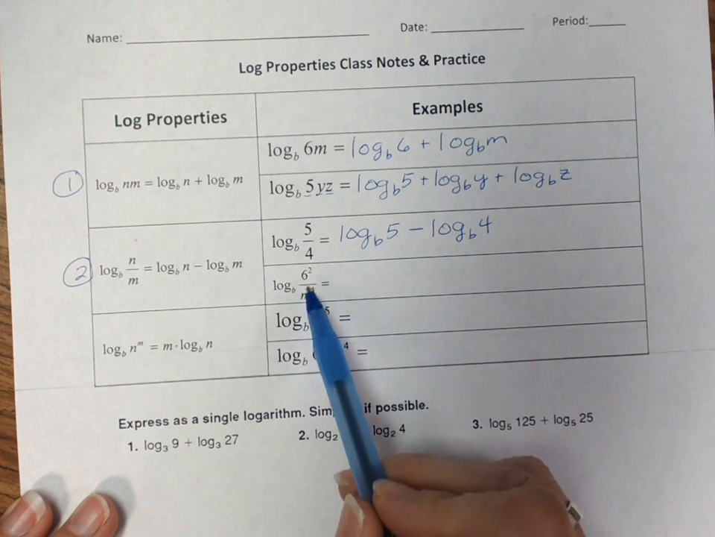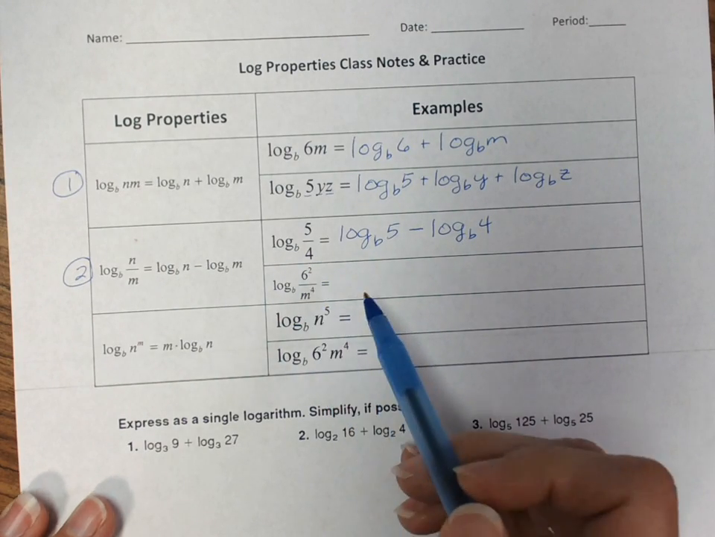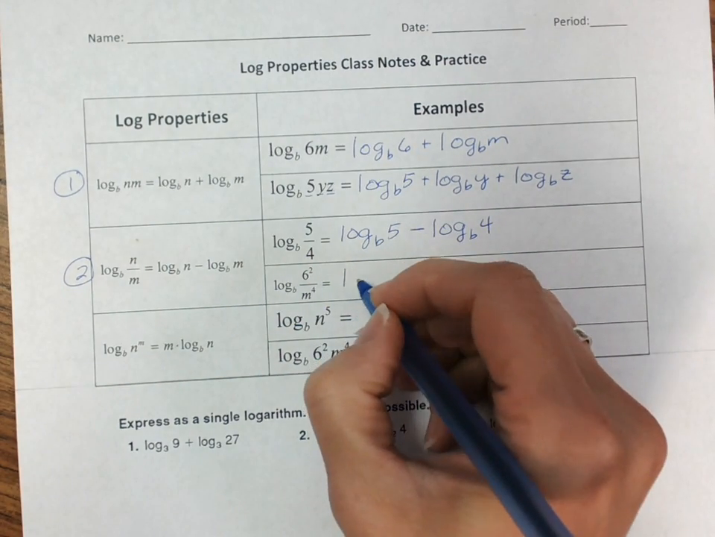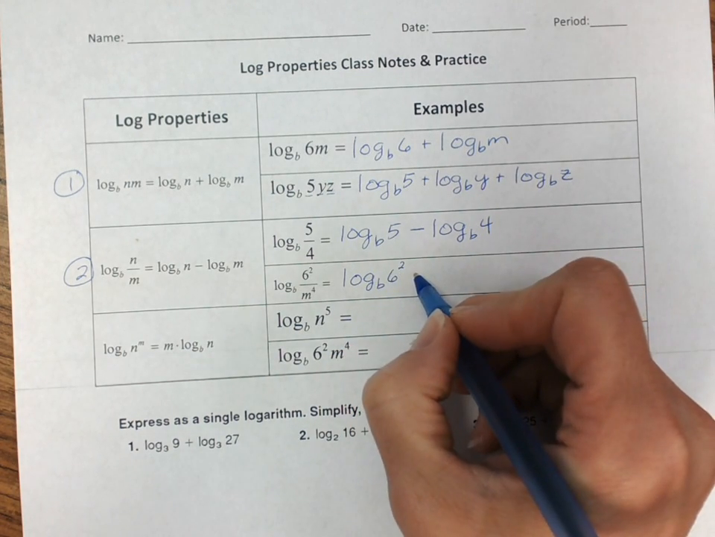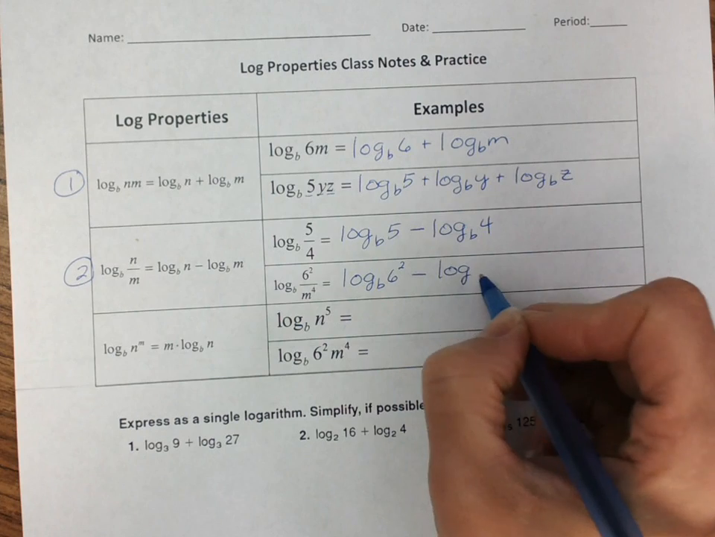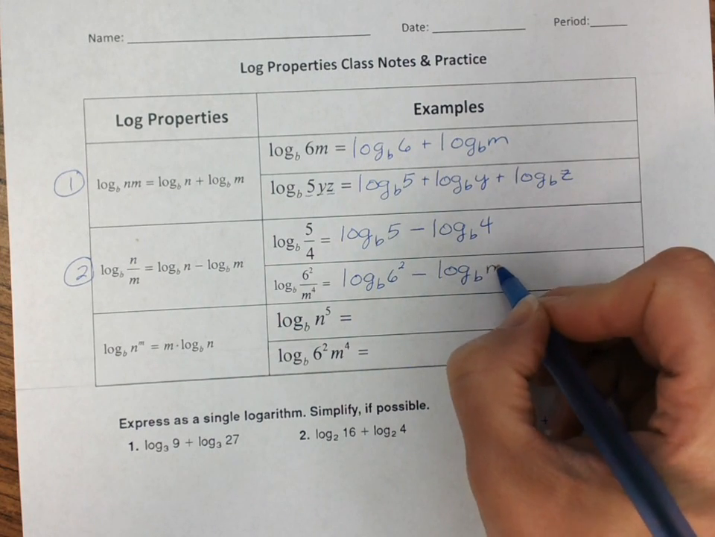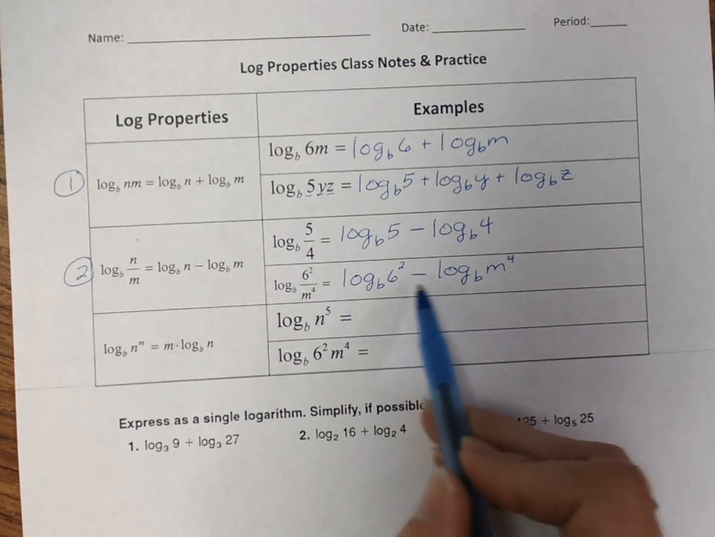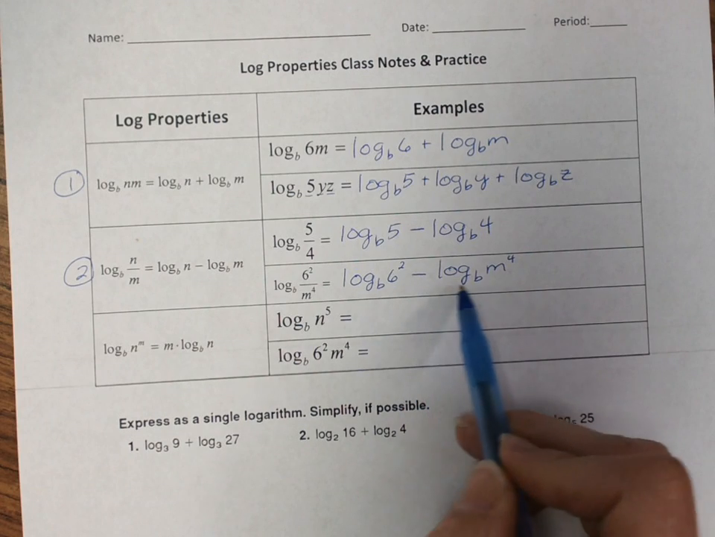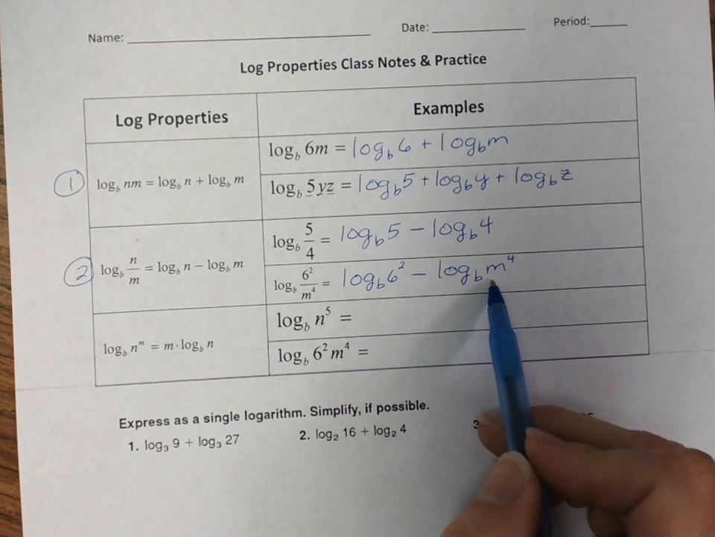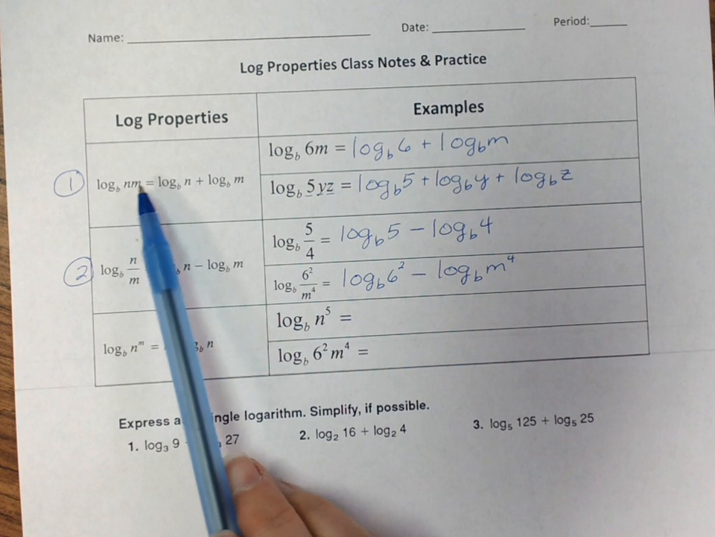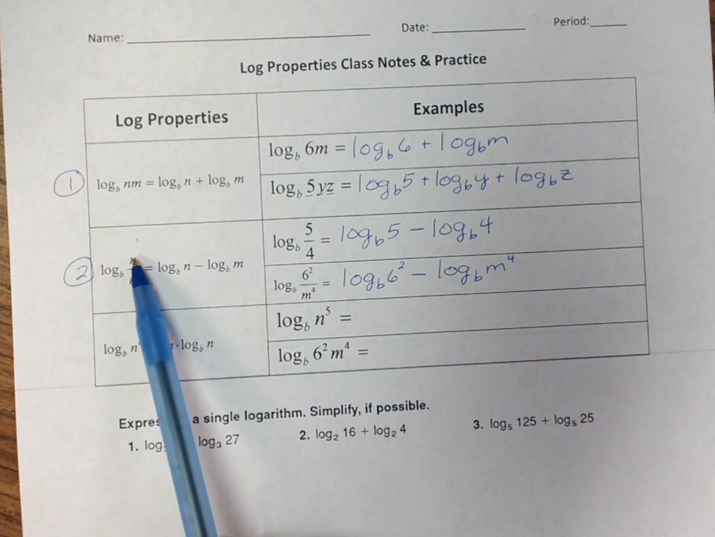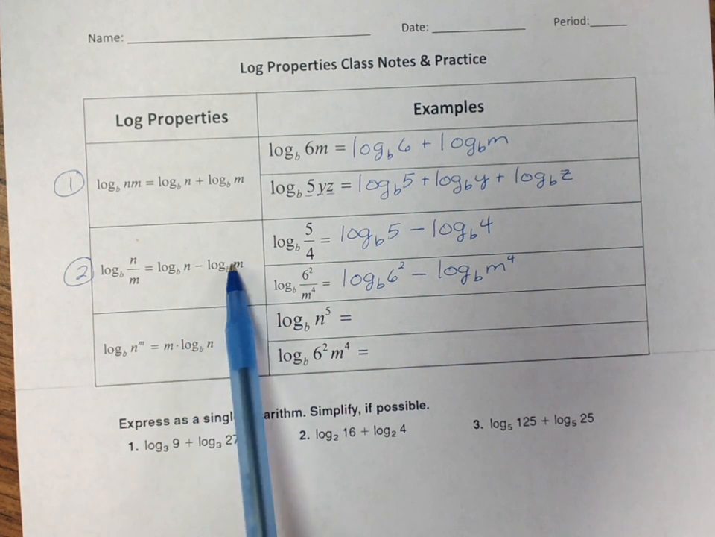Right here, again, I've got 2 things that I'm dividing. So this can be log base b of 6 squared minus log base b of m to the 4th. And there are some further things you can do with this that you will see in the next log property. So when you're multiplying 2 things, you can split the logs and add them. When you're dividing 2 things, you can split the logs and subtract them.